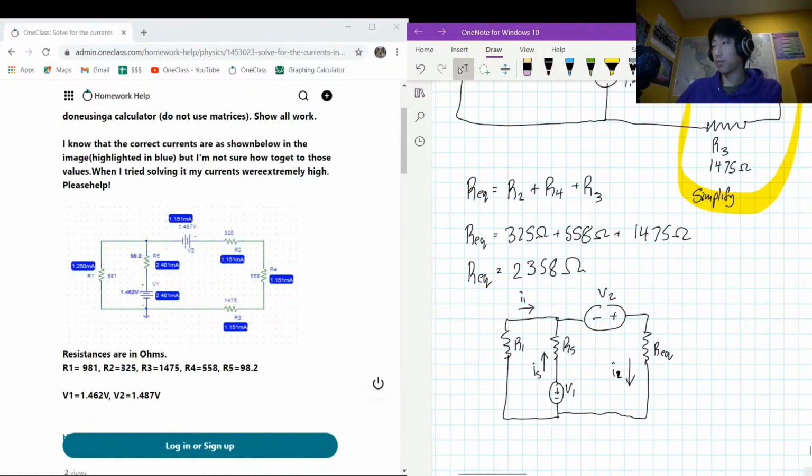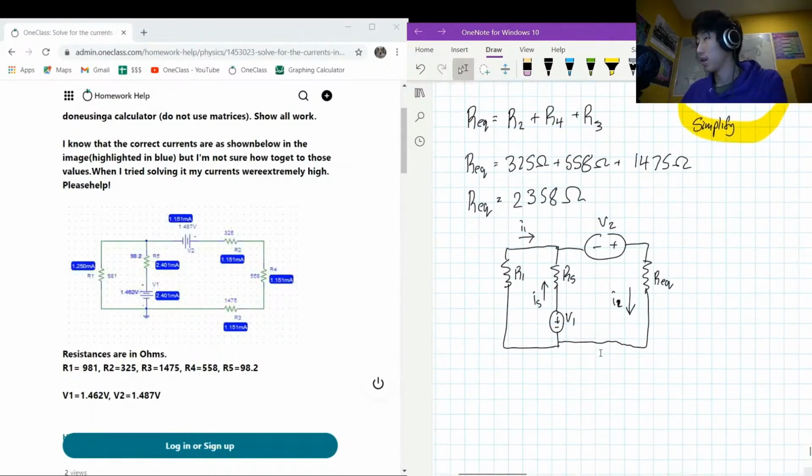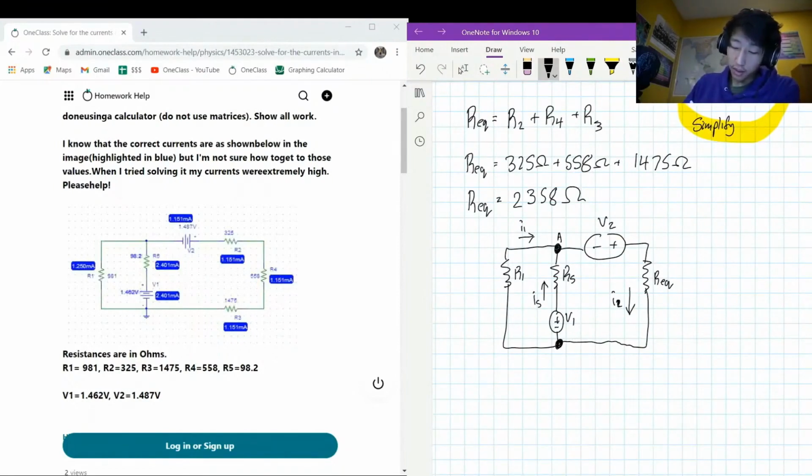Okay, so let's set up some equations that we know are going to be nice and convenient. It's good to start with the nodes. So let's call this node A, and let's call this node B. Those are the main nodes of interest. So at node A, we know that I1 plus I5 is equal to I2. So this is the incoming current is equal to the outgoing current.